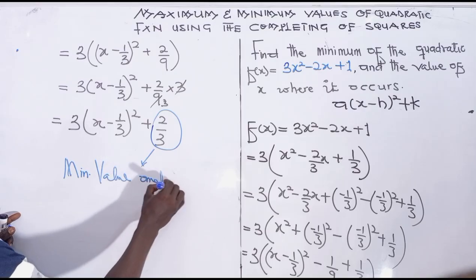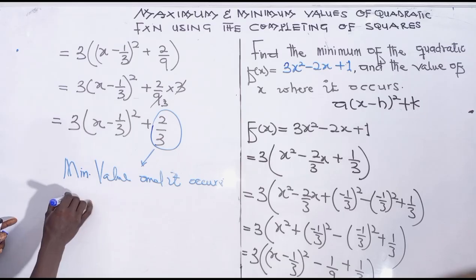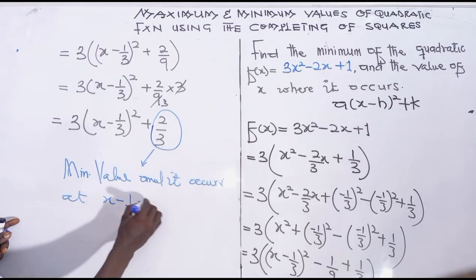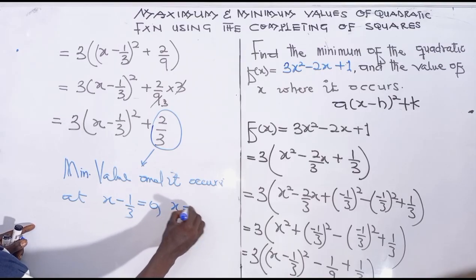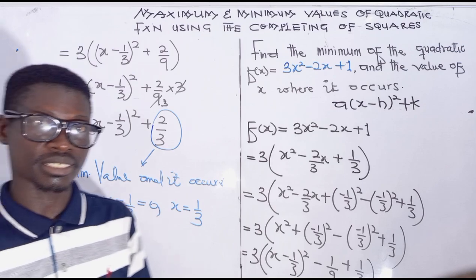And it occurs at x minus 1 all over 3 is equal to 0. So we can see that our x is equal to 1 all over 3. As easy as that. This brings us to the end of today's lesson.